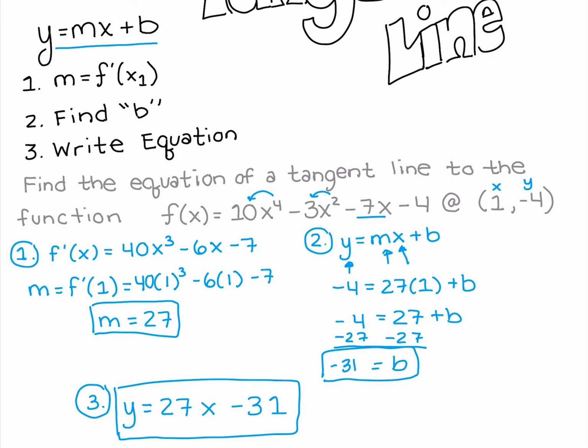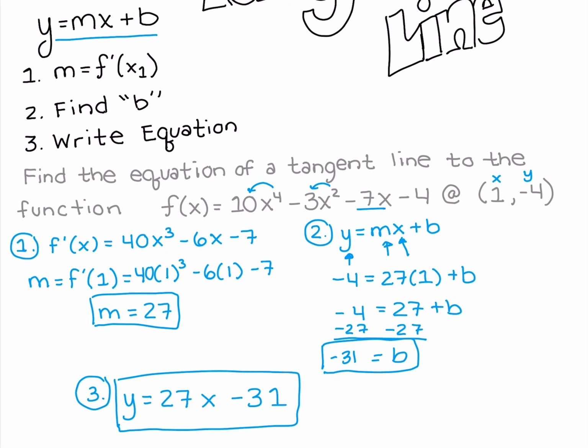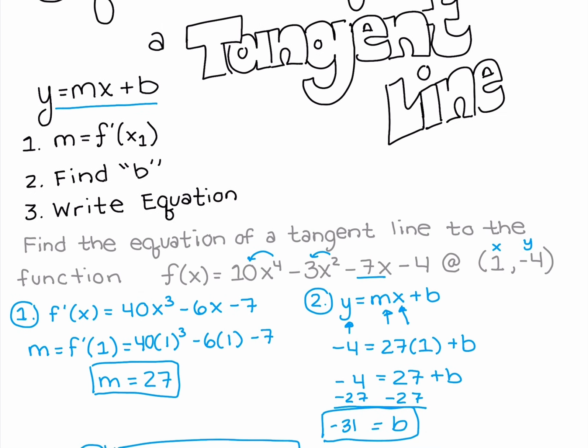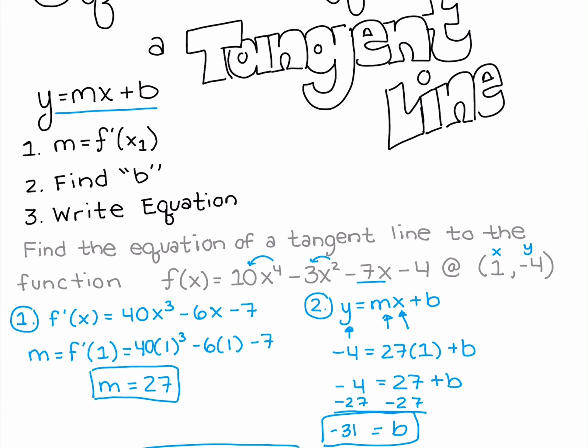One way to check that you have the correct b value is to grab your calculator and plug in 1 to this function for this x here. 27 times 1 is 27. Minus 31, we really do get negative 4 out for the y, so you know you found b correctly. So take the derivative, plug in x, find m, use that all to find b, write your equation. There's our recap of finding the equation of a tangent line.